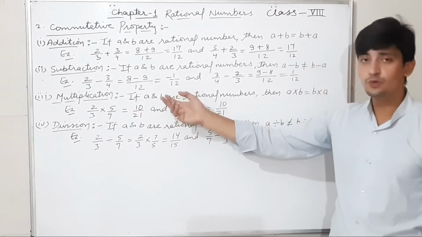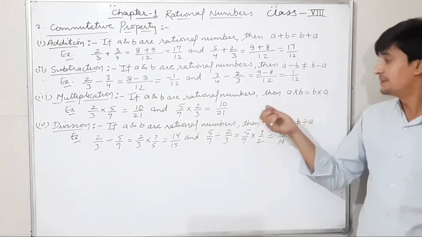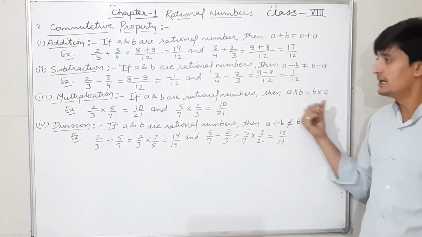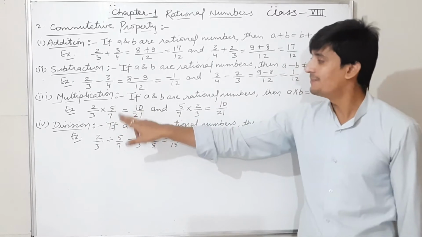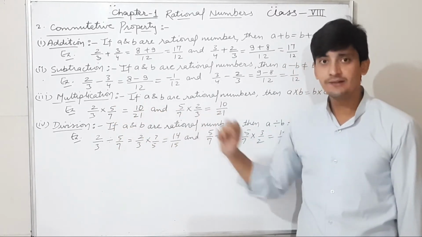Now third we have multiplication. Let's suppose we have two rational numbers a and b. Then the condition for multiplication is a into b will always equal b into a. For example, 2 by 3 into 5 by 7. So 2 fives are 10 and 3 sevens are 21. So I get 10 upon 21.